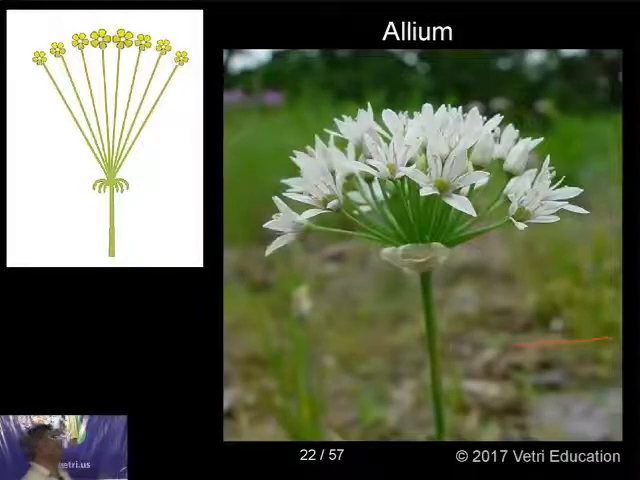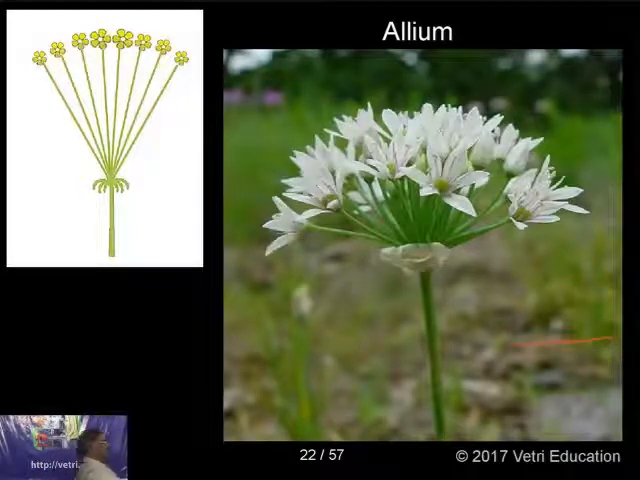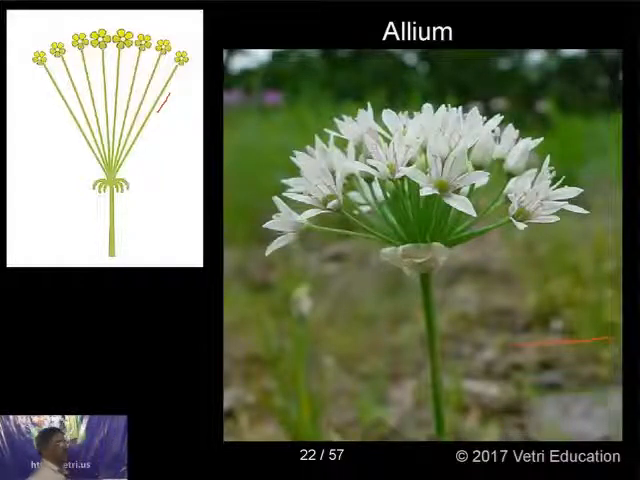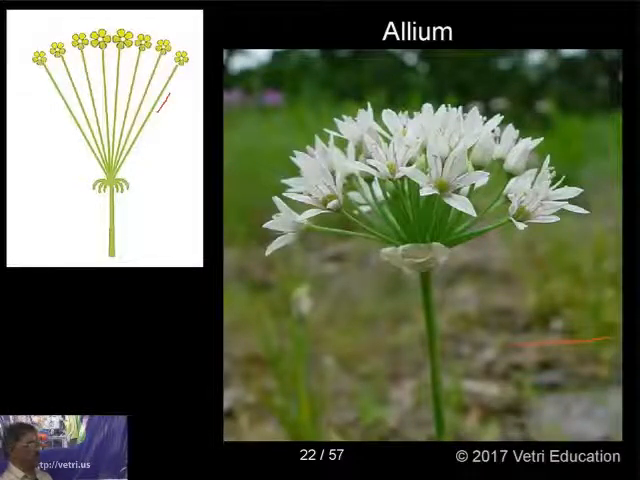So here you can see the umbel inflorescence. Here a number of bracts are formed, which is the involucre, and all the flowers develop from the same point, having pedicels of the same size, and look like a ball-like structure. In the original, you can see the flowers look like a ball. This is called the umbel inflorescence. Umbel.